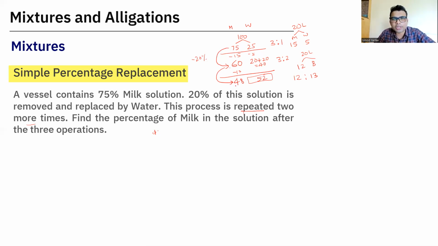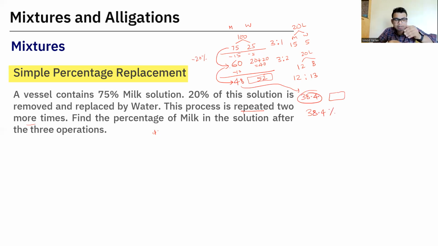So now milk is 48. Next time also milk will reduce by 20% only. So 10% of 48 is 4.8. Double it, so 9.6. So 48 minus 9.6 will become 38.4. And the remaining will be water. So milk is now 38.4%.